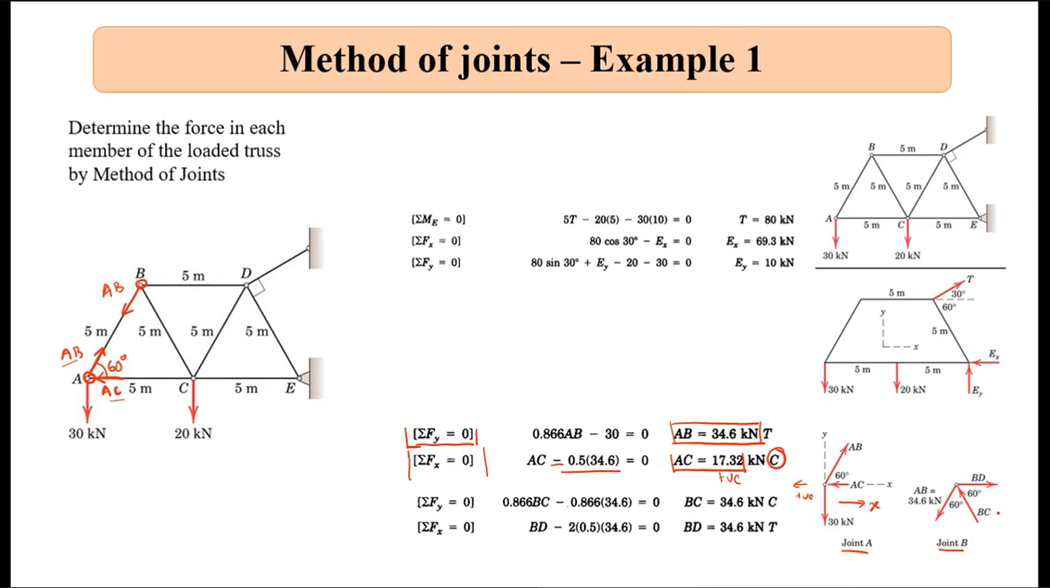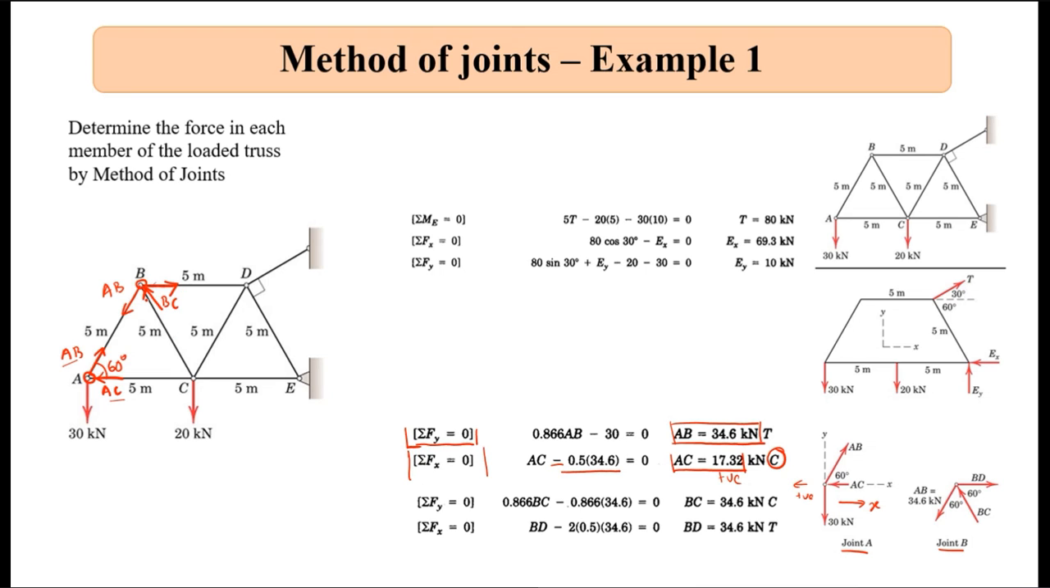Now here they have taken BD along this direction. You can take this direction also to find out. Just try it. When you solve the problem, just take BD along this direction and try to solve it. Say BD is in this direction and say BC is in this direction. Here AB is known to me now. So AB is equal to 34.6 kilonewton. That is known to me.